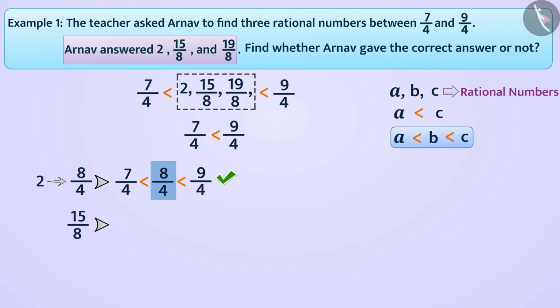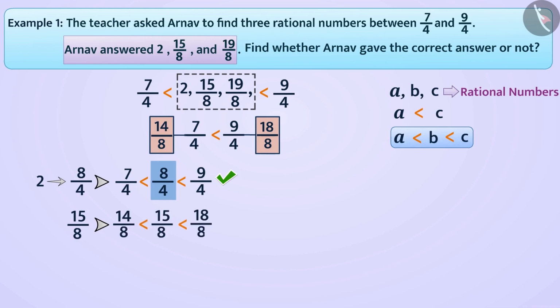Absolutely true. If we write 7 by 4 as 14 by 8 and 9 by 4 as 18 by 8, then we know that 14 by 8 is less than 15 by 8 is less than 18 by 8. Therefore, 15 by 8 is also a rational number between 7 by 4 and 9 by 4.